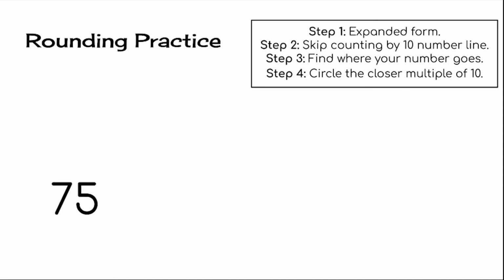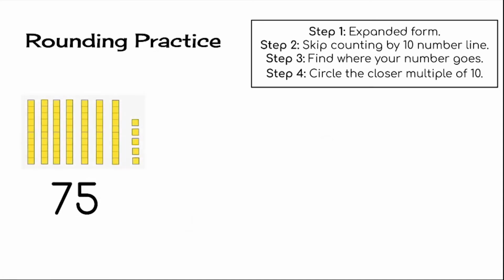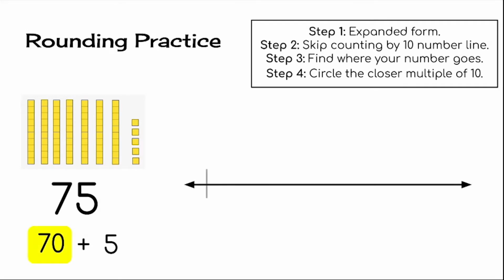How about one more example with 75? There's my place value picture. What's my expanded form? That's right, it's 70 plus 5. So my number line is going to start with 70, and the next number will be 80. Good work. Halfway between 70 and 80 is 75. Great job. And that's my number, so I'm going to put the X right there.